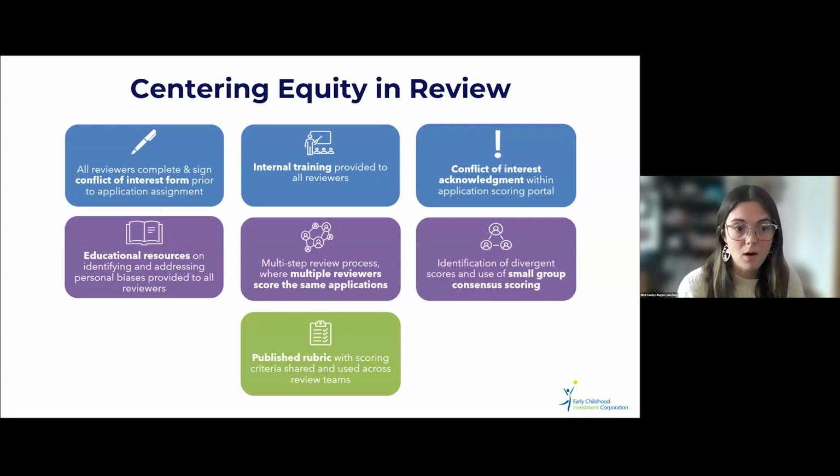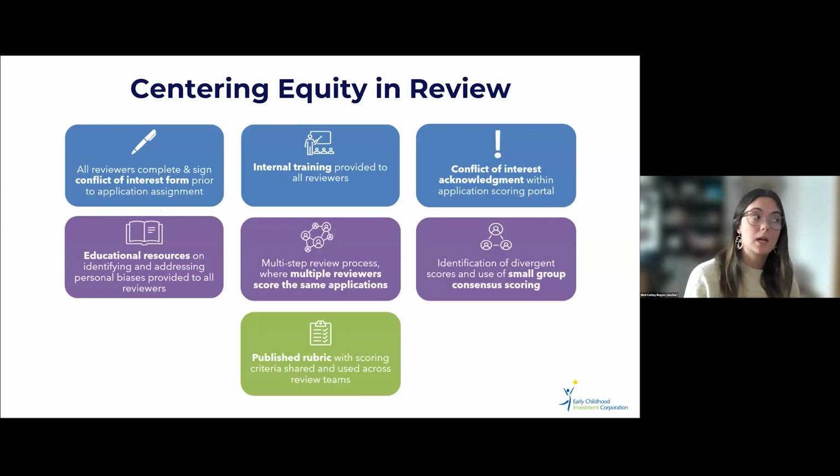Then we train all of the folks who have been recruited as reviewers. We train them on how to score with the rubrics. We go through examples, we answer questions. We then also have integrated a conflict of interest acknowledgement within the application scoring portal for the instance where someone might have forgot to put something on their conflict of interest form and they receive an application and they say, uh-oh, I actually can't review this one and I might have forgotten to mention it. So they are required to acknowledge within the scoring portal that they're free to move on, that they don't have a conflict of interest with that particular application.